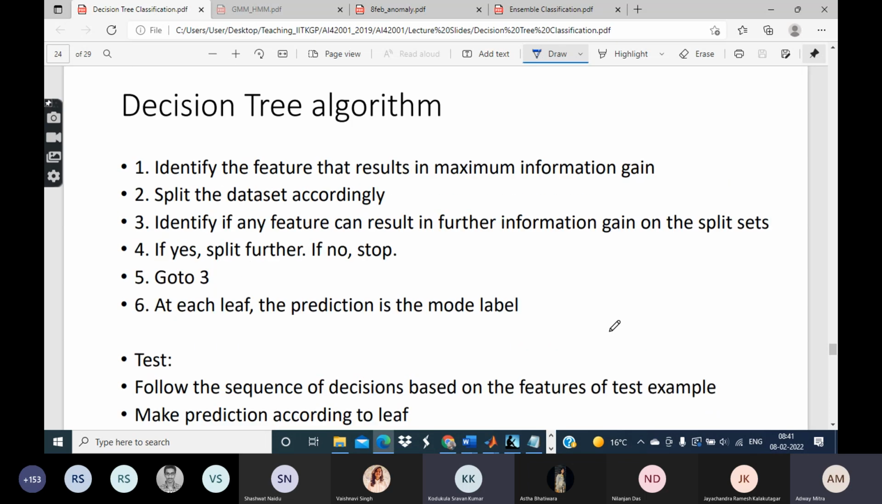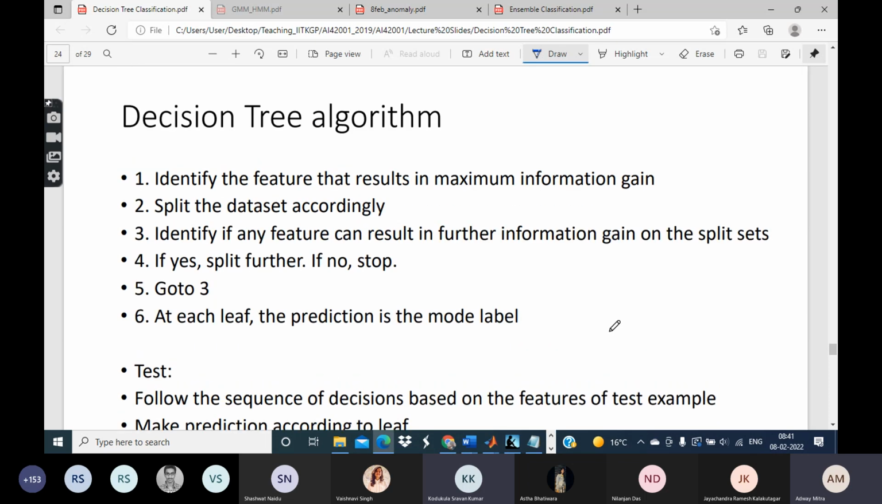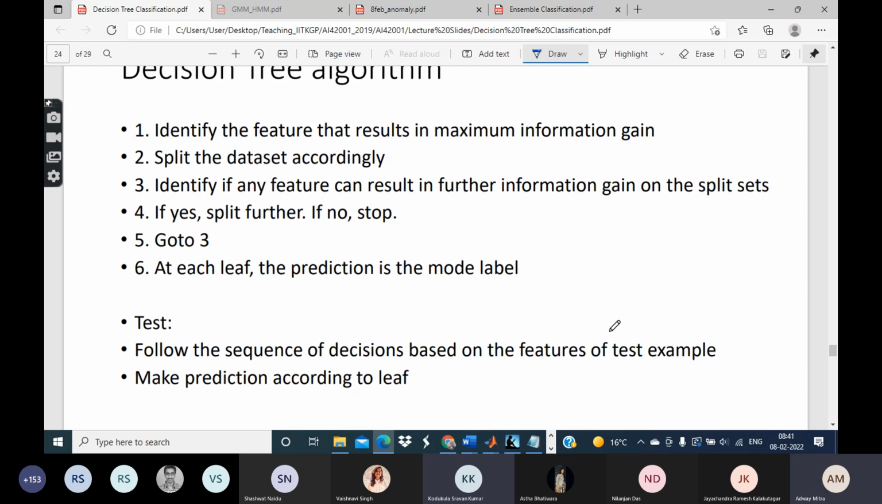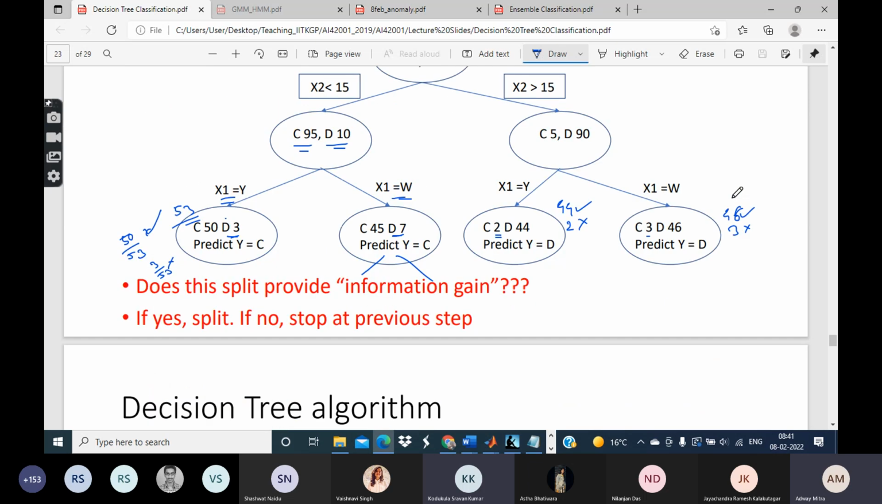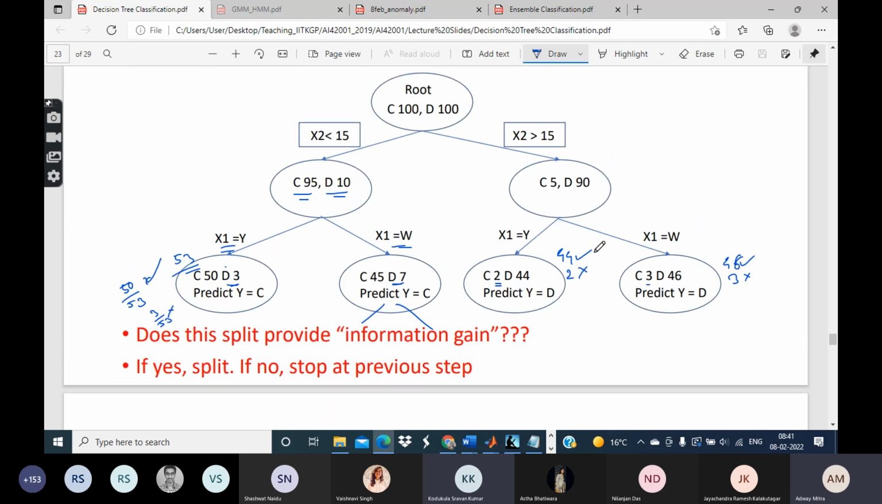So if we want to put the whole decision tree algorithm that we discussed in a nutshell: the first thing is you have the full population, you have all the features. Now you identify the feature that results in maximum information gain, and you split the dataset accordingly. Now, consider those split sets or subpopulations, and identify if any feature can result in further information gain on these subpopulations. It may happen that some subpopulations can be split further, some cannot.